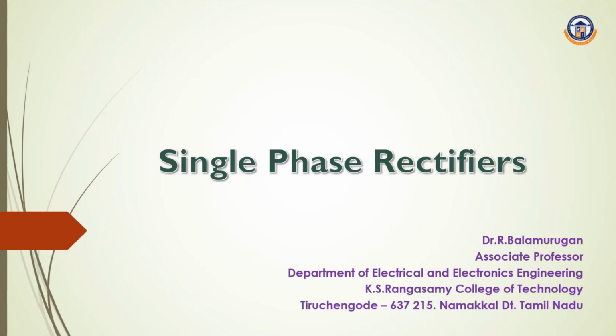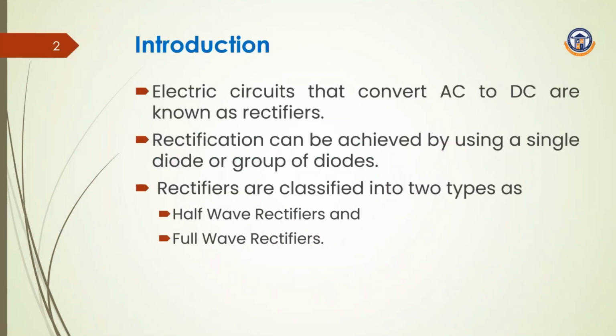Let's explore the slides. Basically, a rectifier converts the AC supply into DC supply, and rectification is the basic need for many applications. It can be done by a single diode or a group of diodes. There are two types of rectifiers available, half wave and full wave, based on the rectification process. Let's see the types of rectifier.